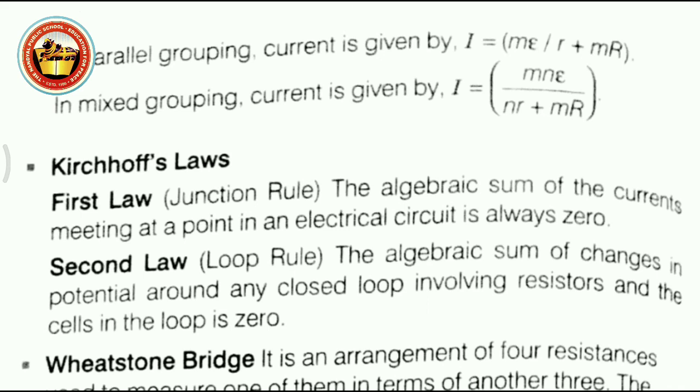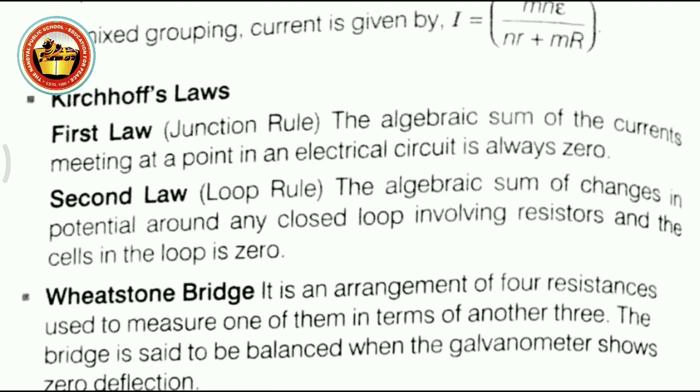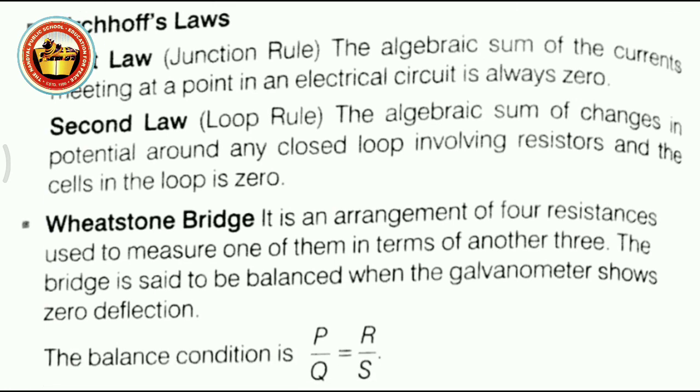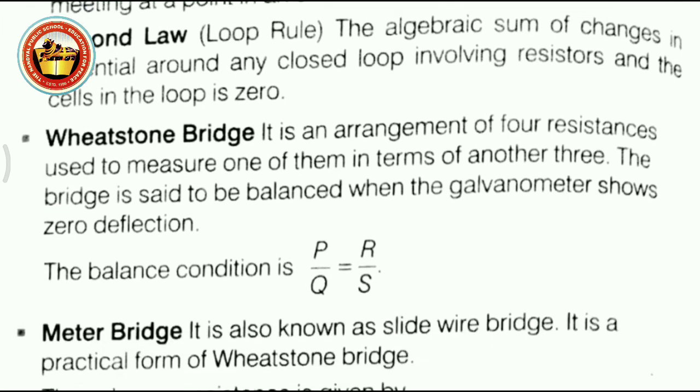Kirchhoff rules. Kirchhoff first law, also called junction rule. The algebraic sum of the currents meeting at a point in an electrical circuit is always 0. Second law, loop rule. The algebraic sum of changes in potential around any closed loop involving resistors and the cells in the loop is 0.